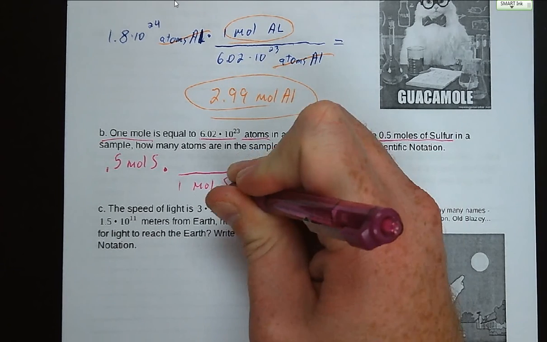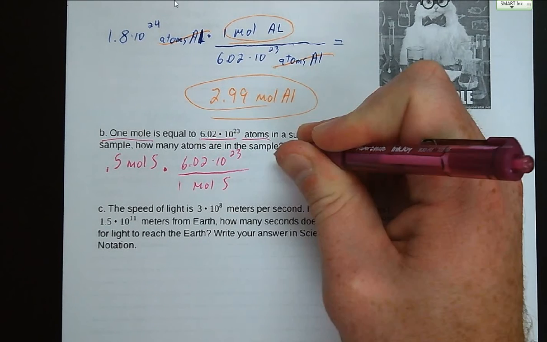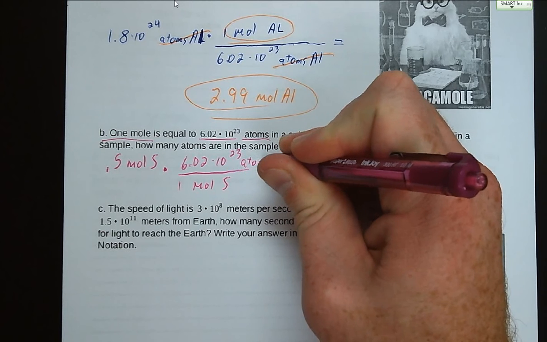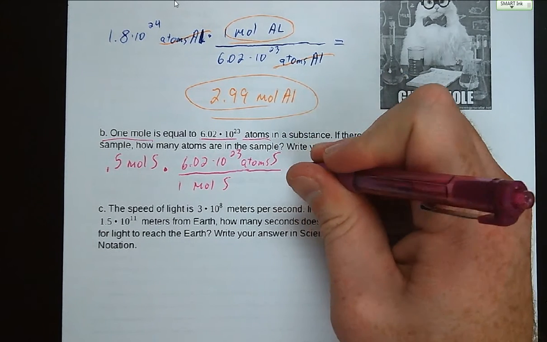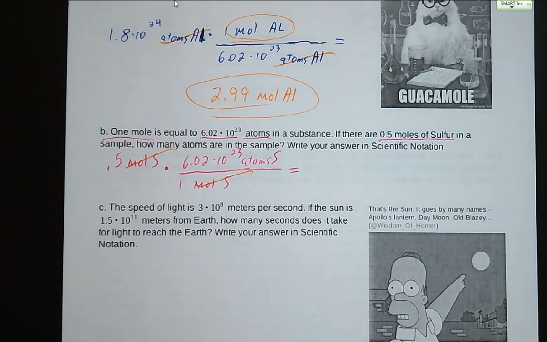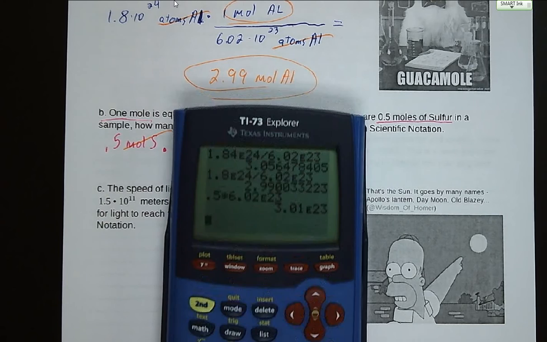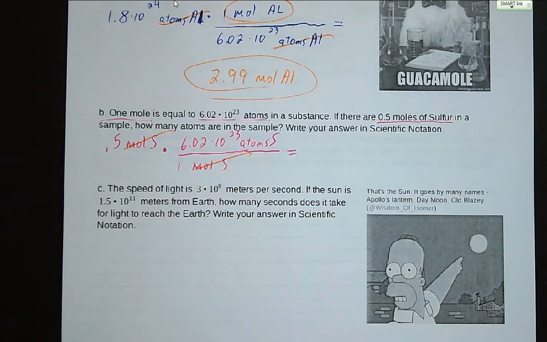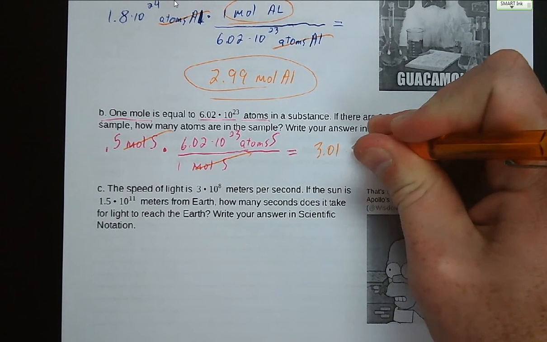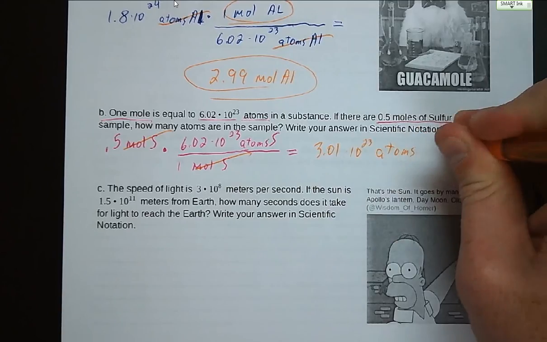1 mole of sulfur is down there. We're going to have 6.02 times 10 to the 23rd atoms of sulfur. Okay, so again, when we do our canceling, moles of sulfur cancels out, and we're left with atoms of sulfur. And now we just need to multiply. 0.5 times 6.02 times 10 to the 23rd. And we get 3.01 times 10 to the 23rd. So there are 3.01 times 10 to the 23rd atoms of sulfur.